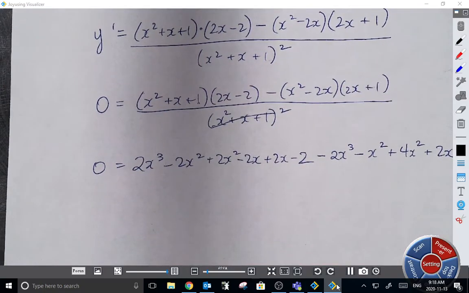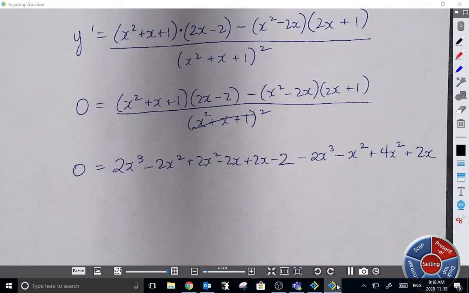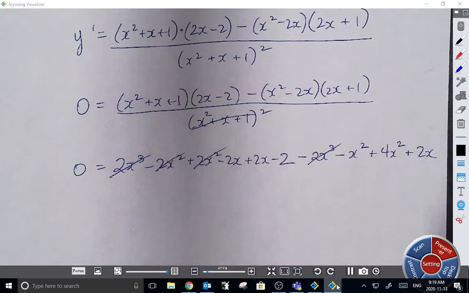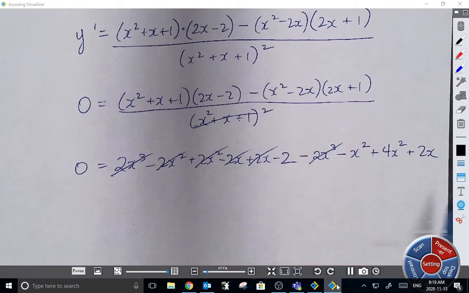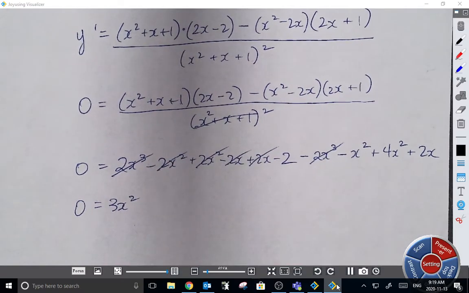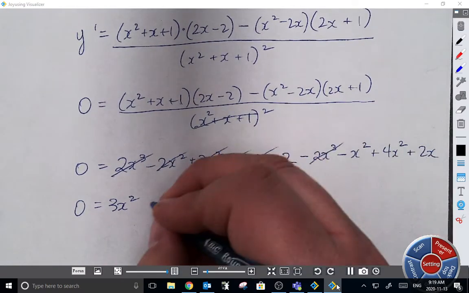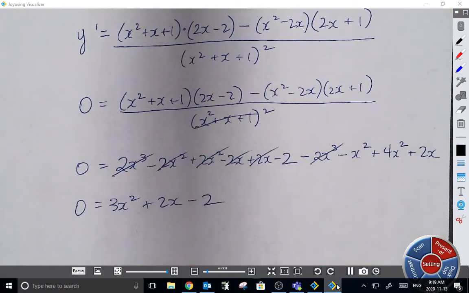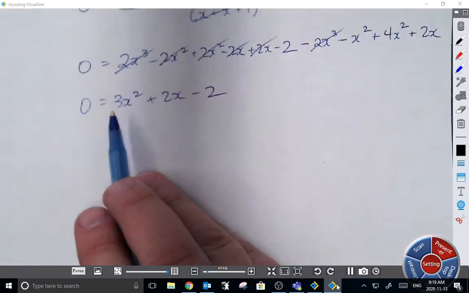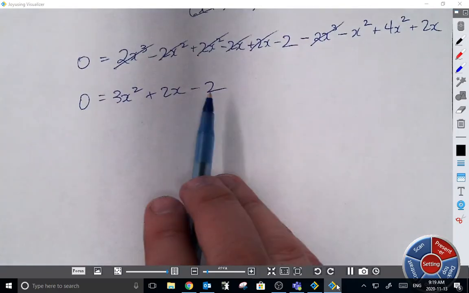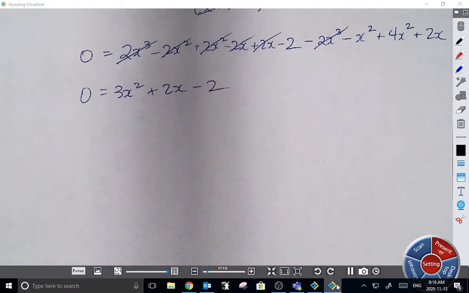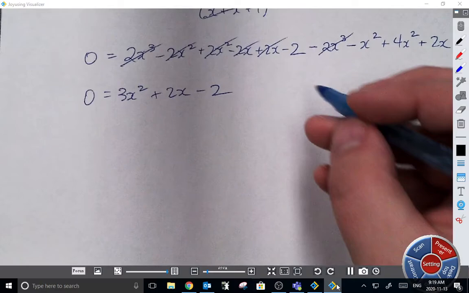All right, I see some nice cancels that can happen here. That cancels that. That cancels that. And that cancels that. Negative 1x squared plus 4x squared is 3x squared. And plus 2x and minus 2. All right, I get a trinomial. Can I factor that trinomial? Are there any numbers? Let's use decomposition. 3 times negative 2 is negative 6. Are there two numbers that multiply to make negative 6 that add to make 2? And the answer to that is no. So I'm actually going to break out my quadratic formula.